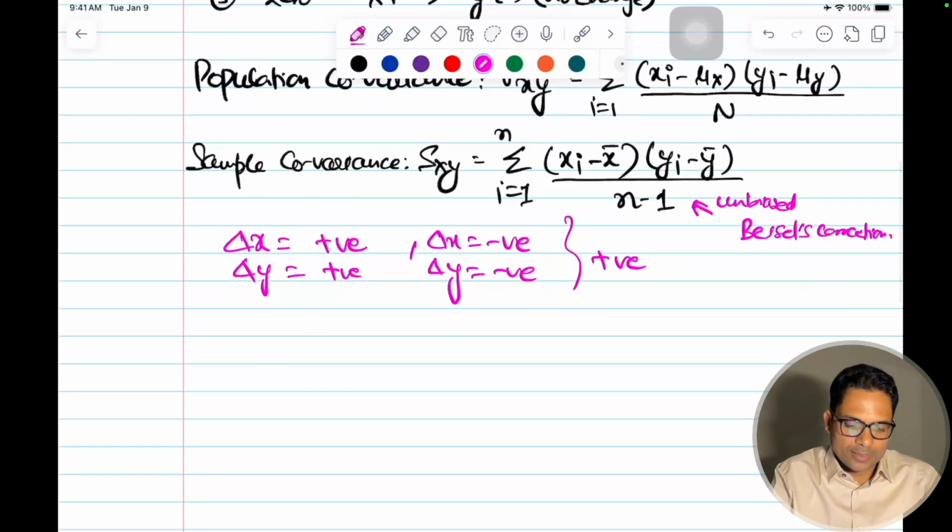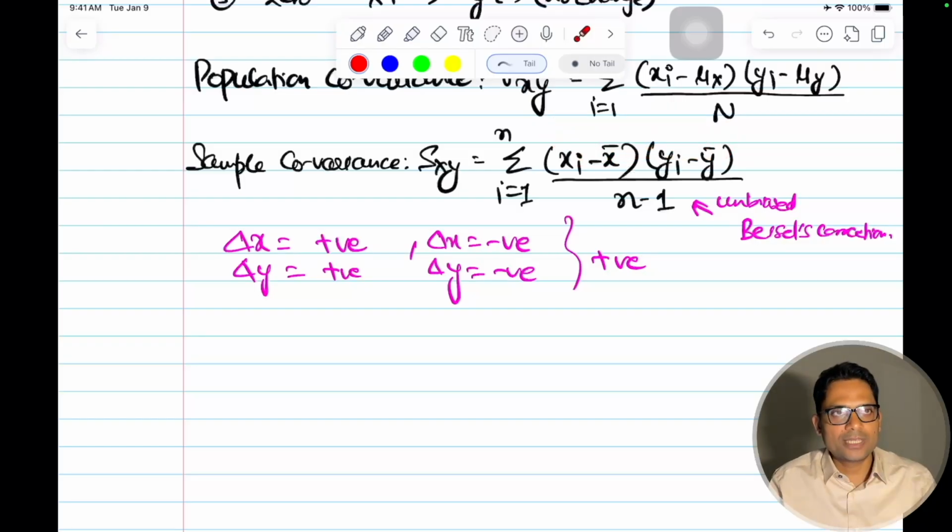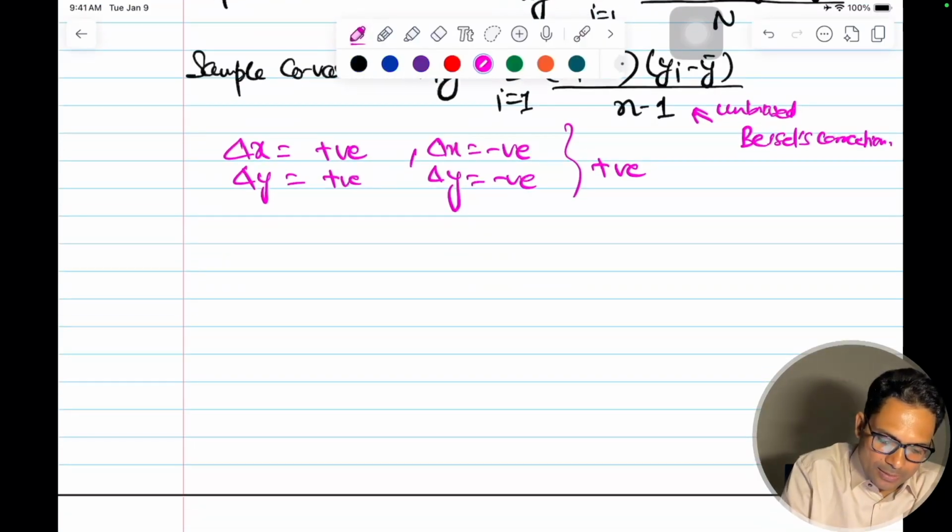And if it is the other way around, if one is positive and the other is negative, they are changing in the opposite direction. One is increasing, the other is decreasing, and vice versa. Let's see a simple example and understand.